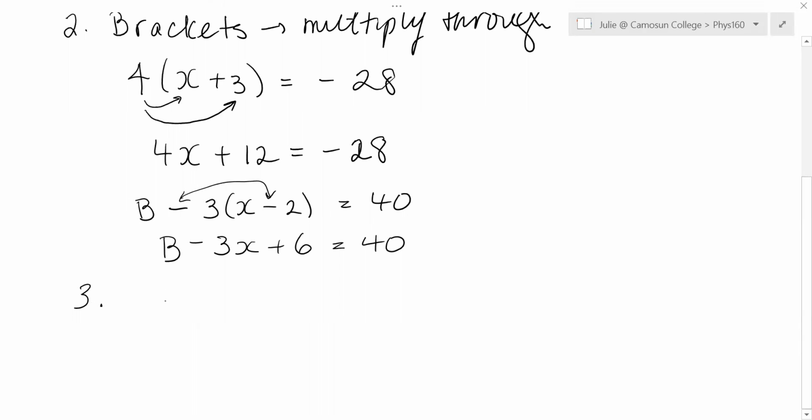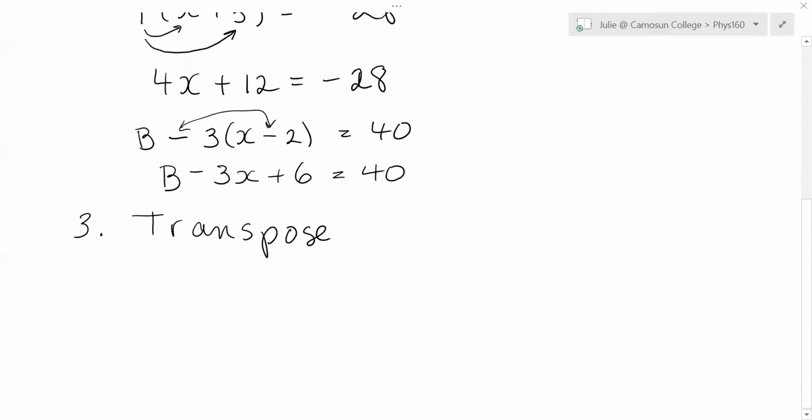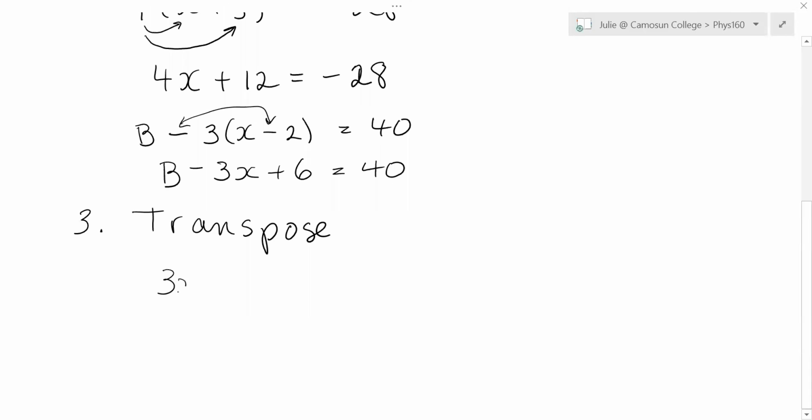Step number 3 is the transpose. Basically what that means is get all the x's on one side and get all the numbers on the other side. So if you have 3x plus 2 equals 5x minus 7, it means I'm going to get all the x's on one side and all the numbers on the other. So usually I take, I'm going to have to subtract to get this 3x out of here, and then I subtract from this side.